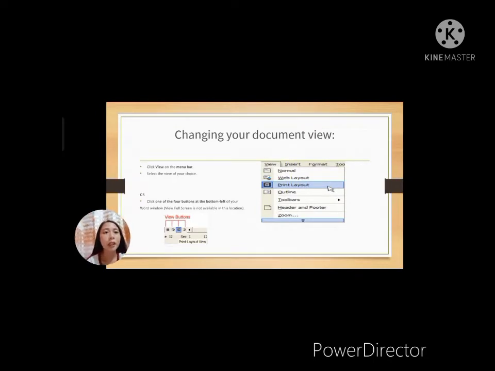Next is changing your document view. Click View on the menu bar. Select the view of your choice. You can see pictures indicated beside. Or click one of the 4 buttons at the bottom left of your Word window. Or View full screen is not available in this location.